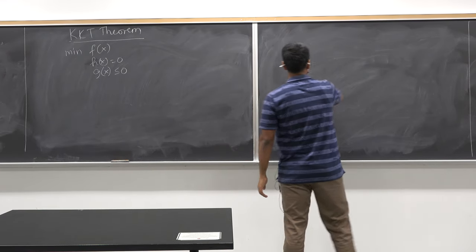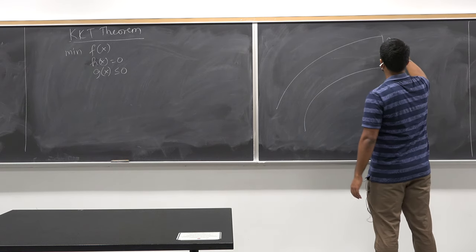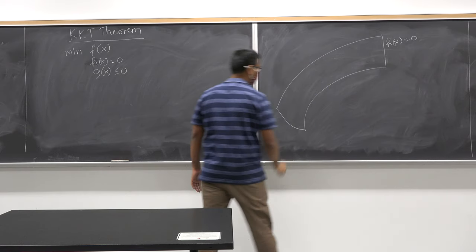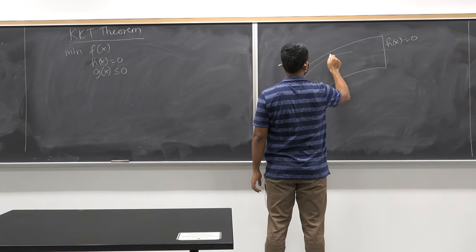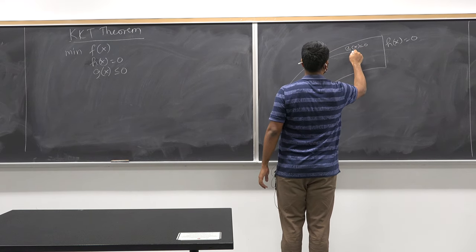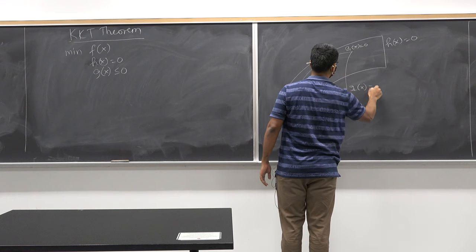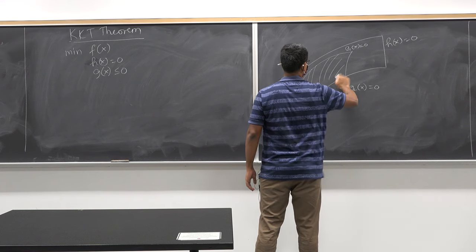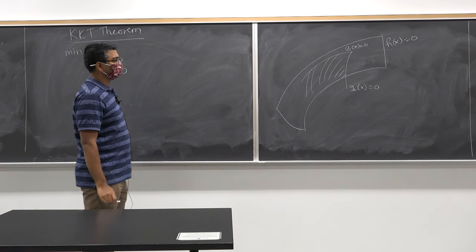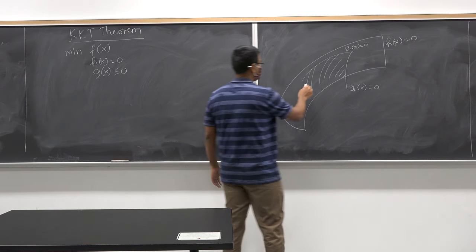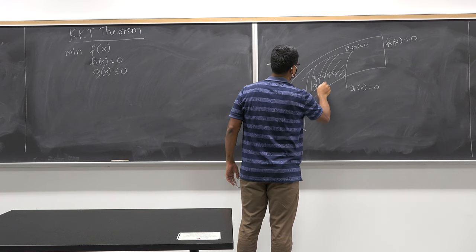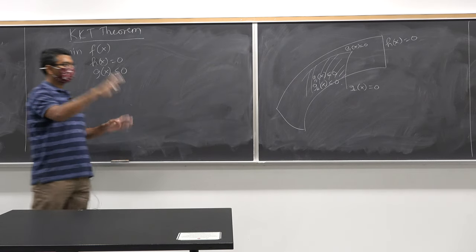So let's look at a diagram, a figure. This is my h(x) equal to 0 surface. And on this surface, I have g1(x) equal to 0, and I have g2(x) equal to 0. And everything here is part of the constraint set. So in this region, g1(x) is less than or equal to 0, and g2(x) is less than or equal to 0. And I'm still on the surface h(x) equal to 0.